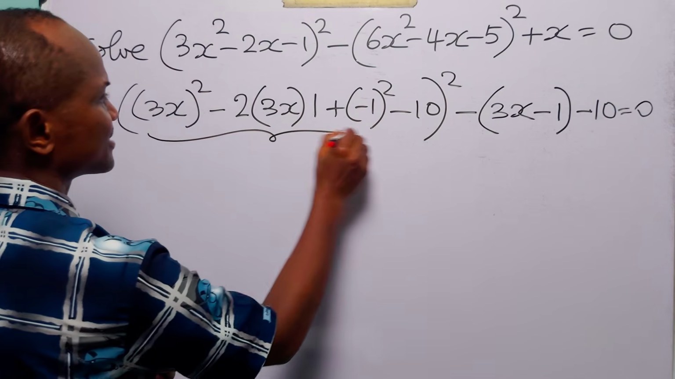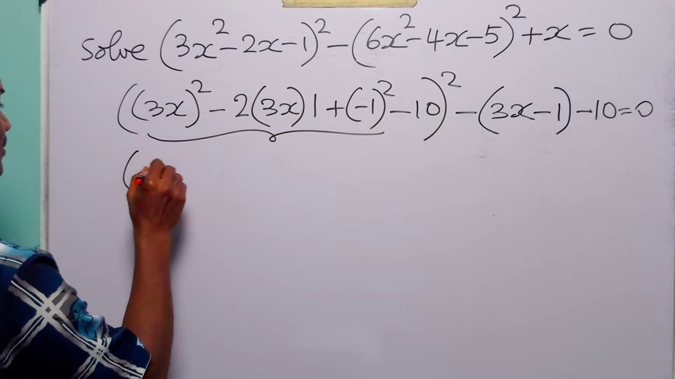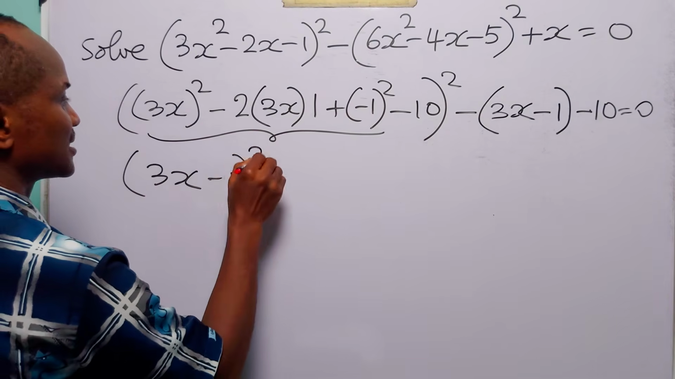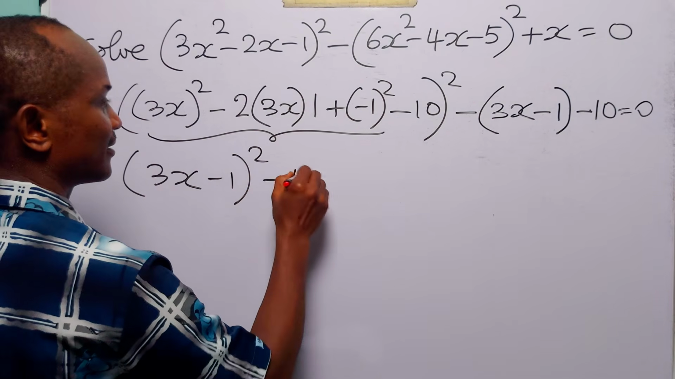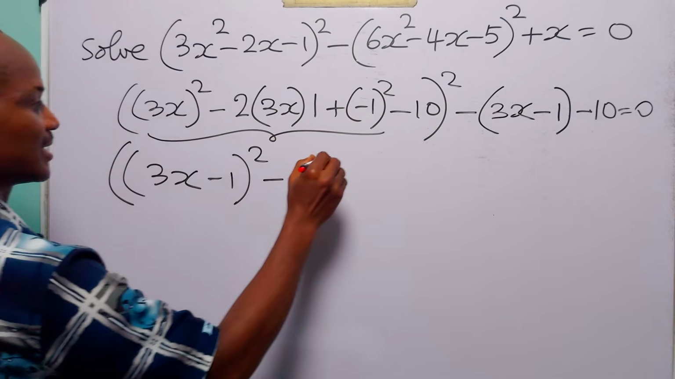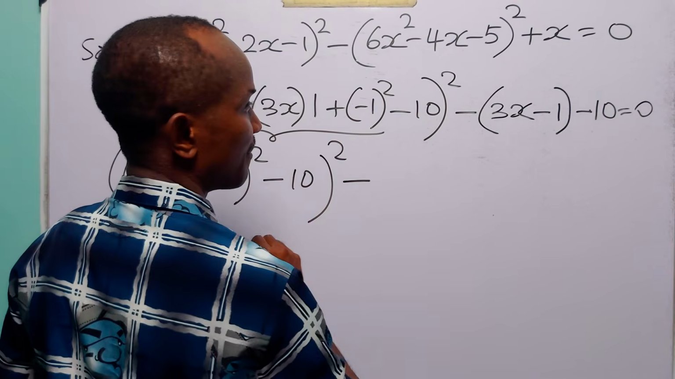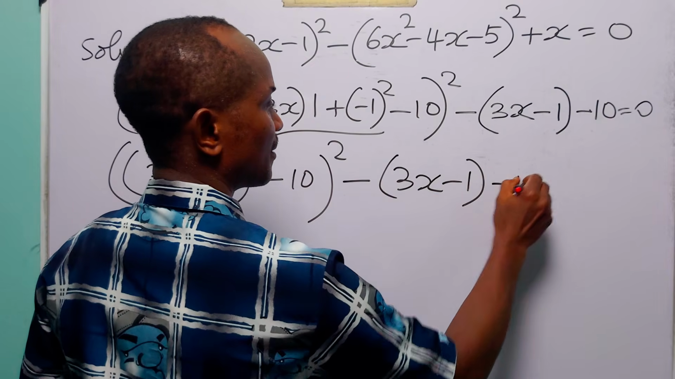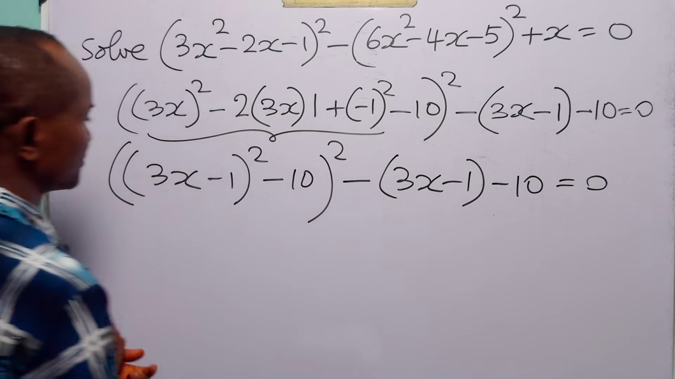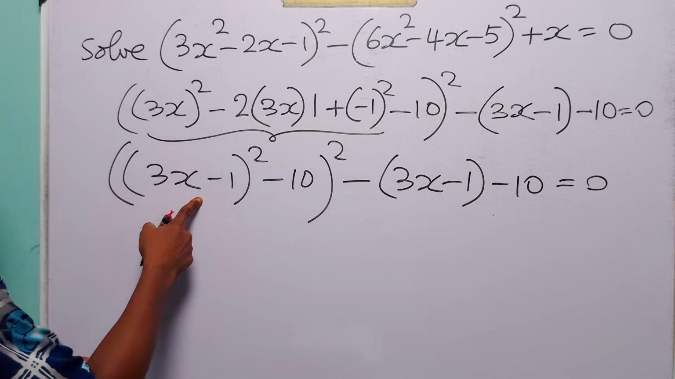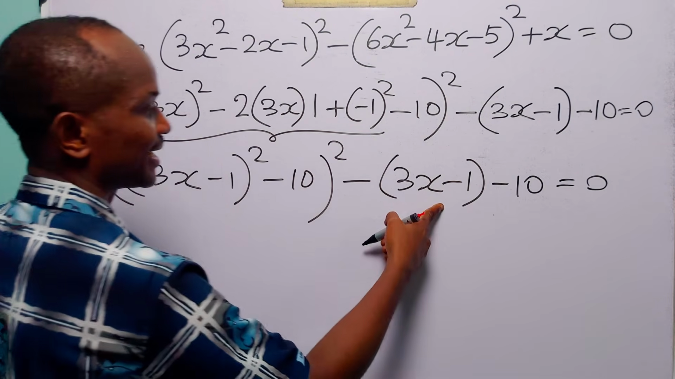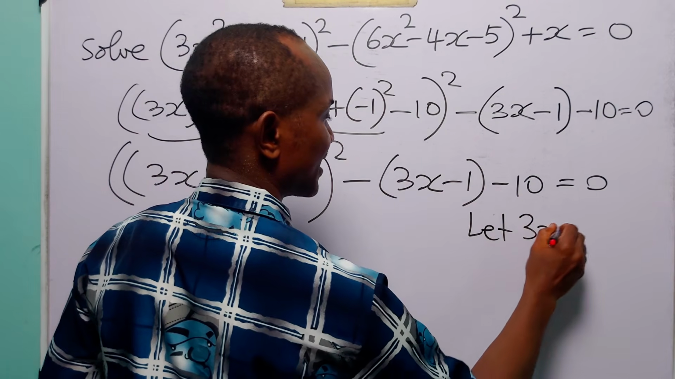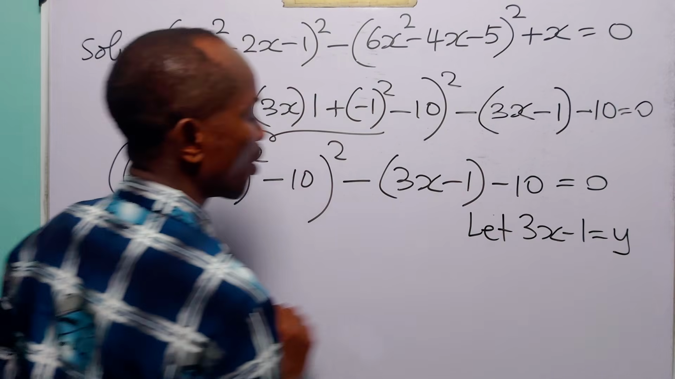Now we have a perfect square here. So we have (3x minus 1) squared. Then we have minus 10, and everything is squared. Then minus (3x minus 1) minus 10, and this is equal to 0. 3x minus 1, 3x minus 1. So let 3x minus 1 be equal to y.